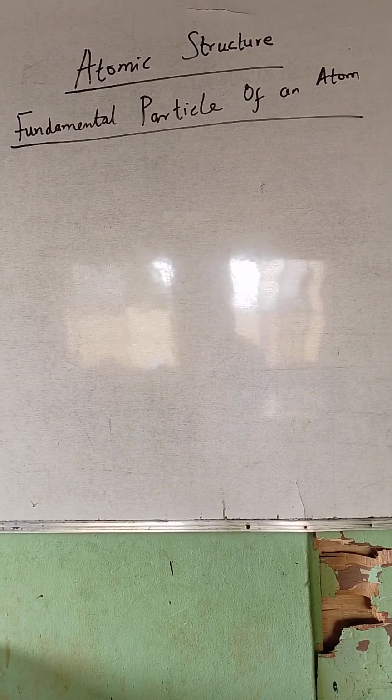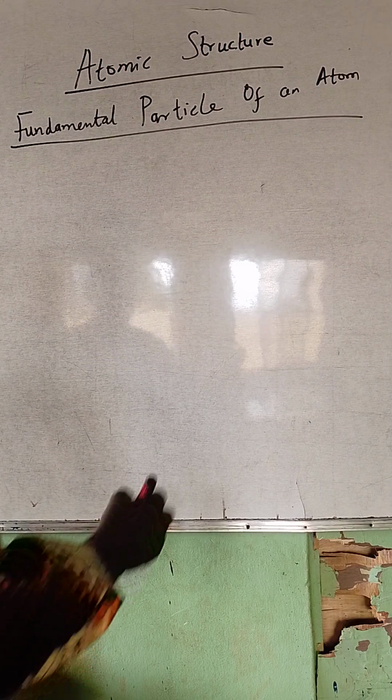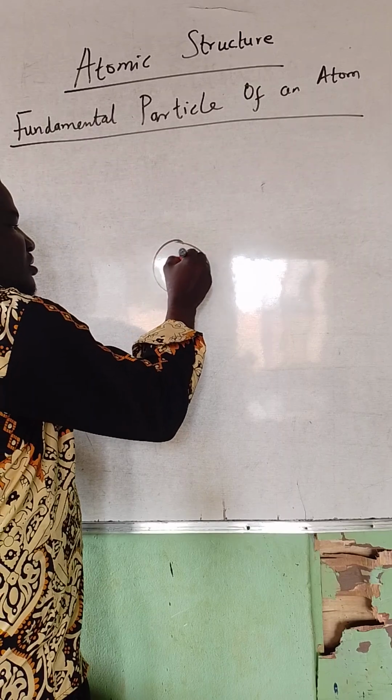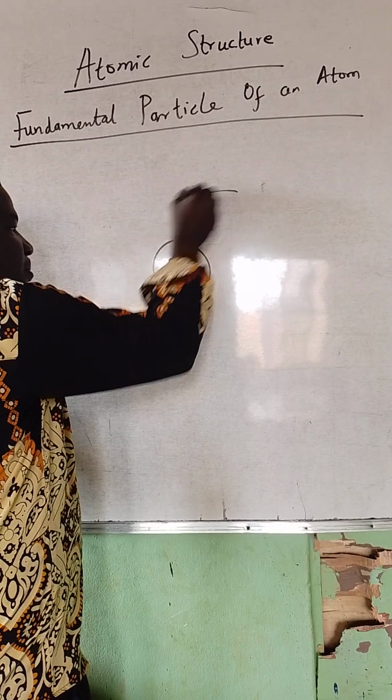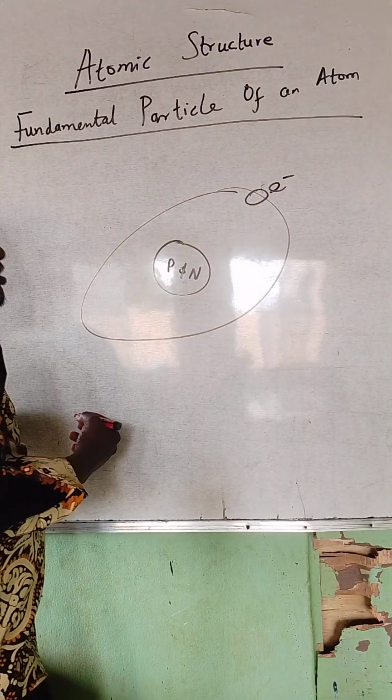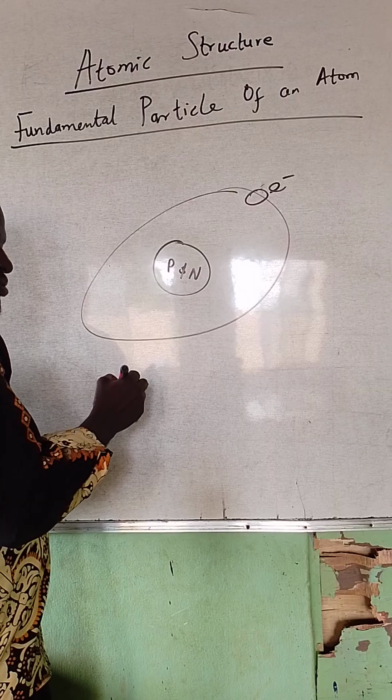We are talking about atomic structure, the fundamental particles of an atom. So that is the atomic structure. Then this is the nucleus. In the nucleus, we have proton and neutron, and the electron is involved around it. So there are three fundamental particles here.